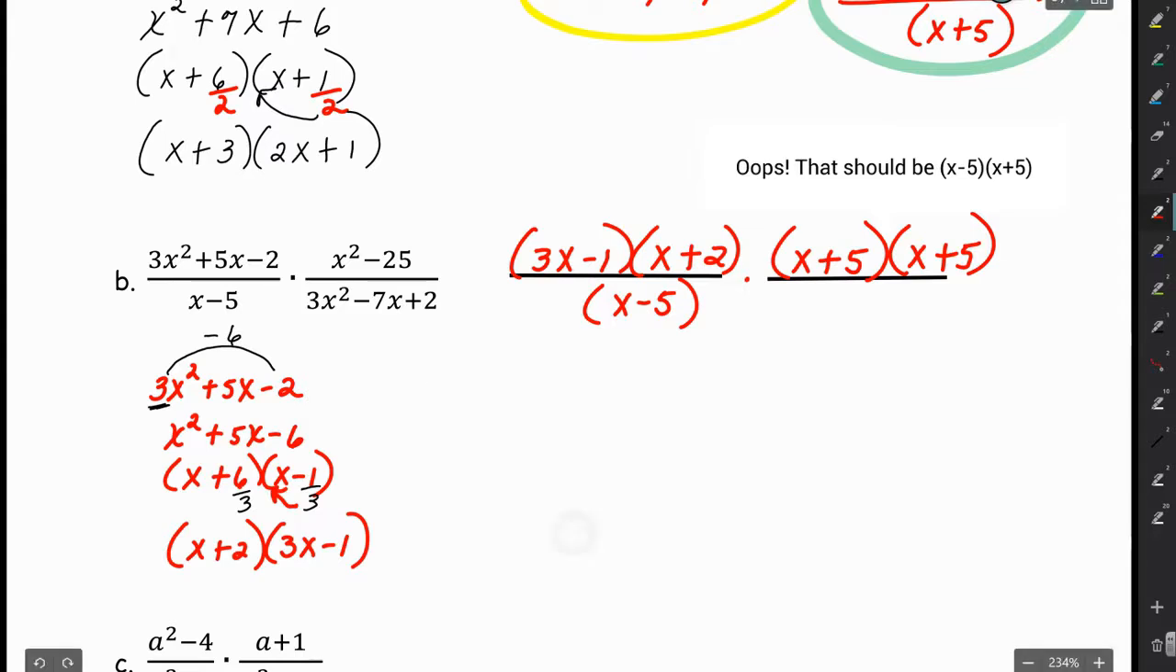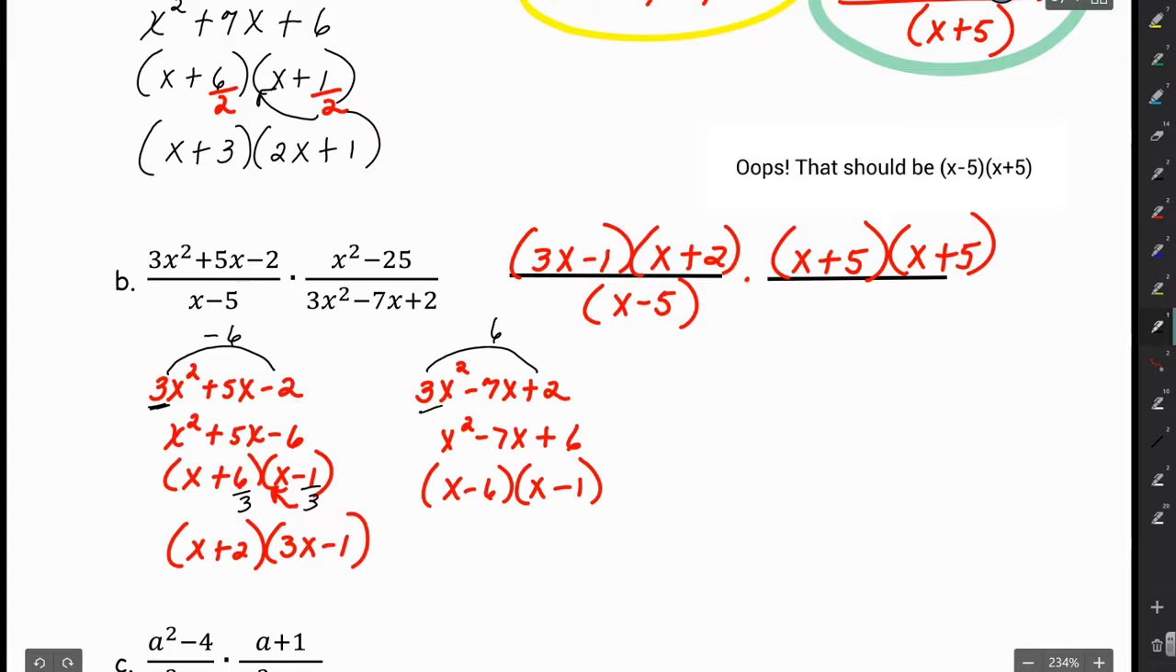I'll do my trick. 3x squared minus 7x plus 2. Make your rainbow. Rewrite it. Factor that easier quadratic. Now we're going to apply the trick. Divide by 3. We end up with x minus 2, 3x minus 1.